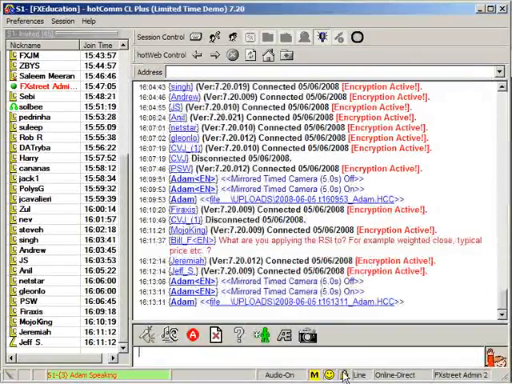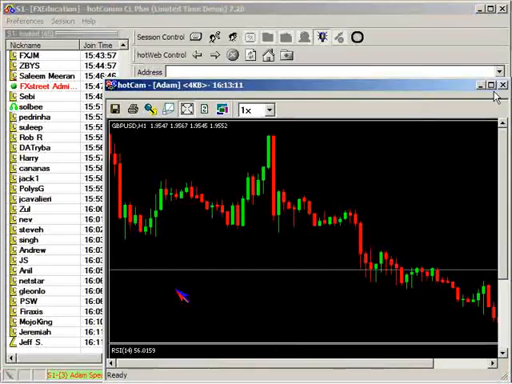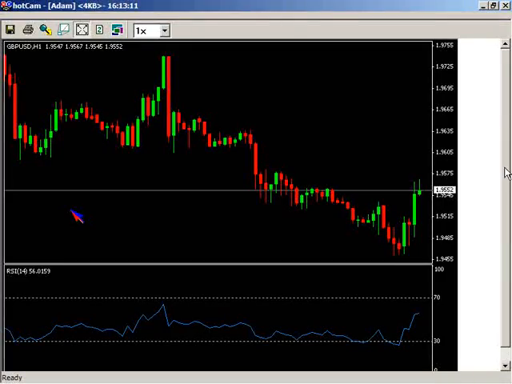Let's look at, what are we going to look at? Oh, here. This is a juicy one. Here's a pound dollar, 195.52. And we're off to the races.